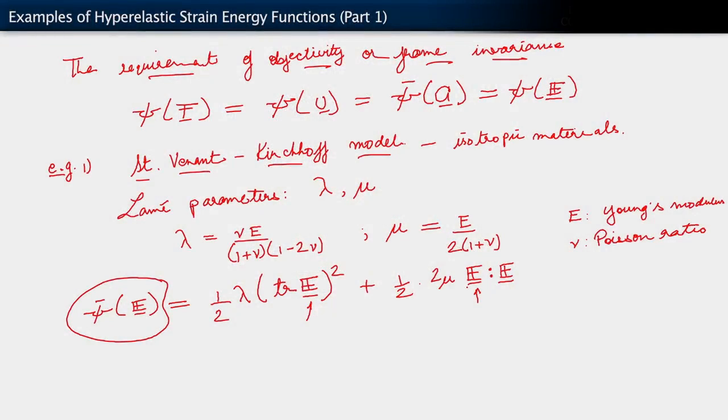Of course, this by construction satisfies objectivity. One thing we should note is that it satisfies frame invariance because it depends upon E. It's parameterized by E. Now this requirement of objectivity and frame invariance on the strain energy function is fundamental.